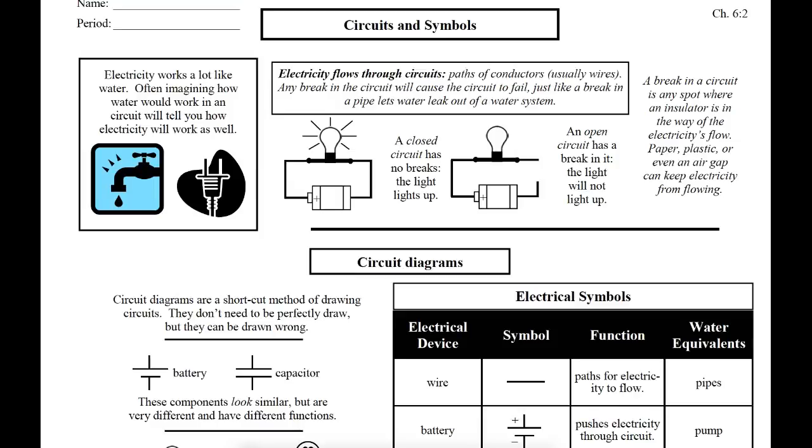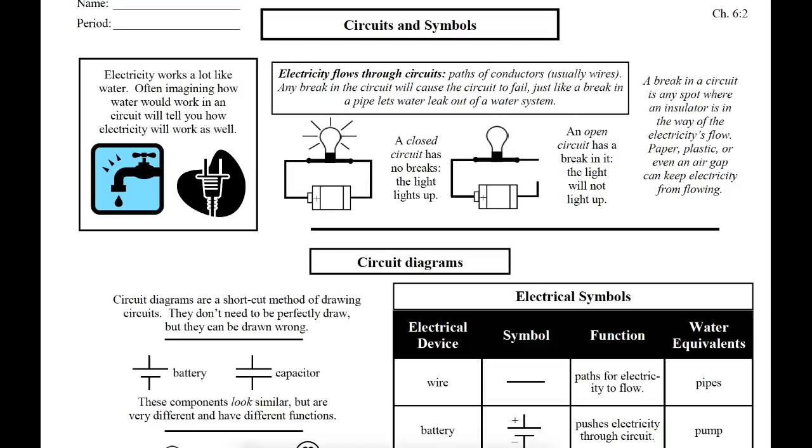Okay, this is our third page. This one's called Circuits and Symbols, and this is where we get into the idea of putting electrical components together to create a circuit, and also being able to define certain symbols that you see so that you know what they mean when you see them. So I'm just going to read through the front and then we'll do the back together.